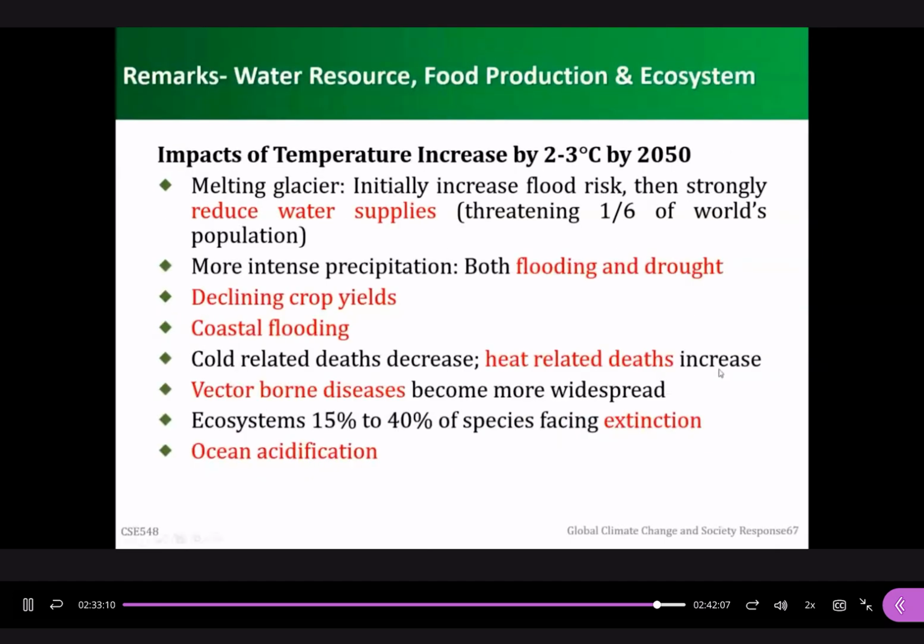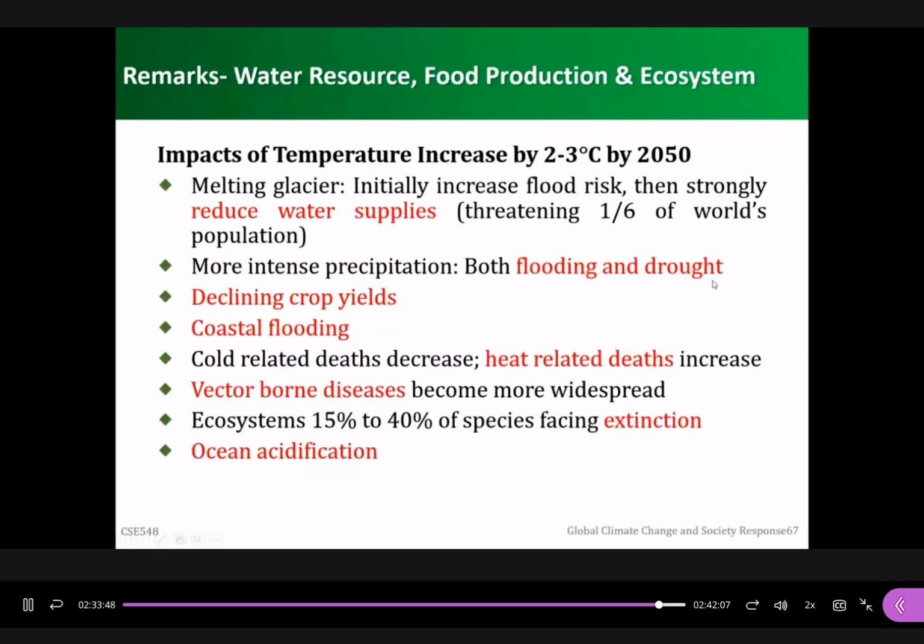So here are some remarks about the impacts on natural and human systems. So here is some summary. If the temperature increases by 2 to 3 degrees Celsius by 2050, there will be melting glaciers. Initially there will be an increase of flood risk, and then there will be strongly reduced water supplies because of the depletion of the glaciers in the mountains.